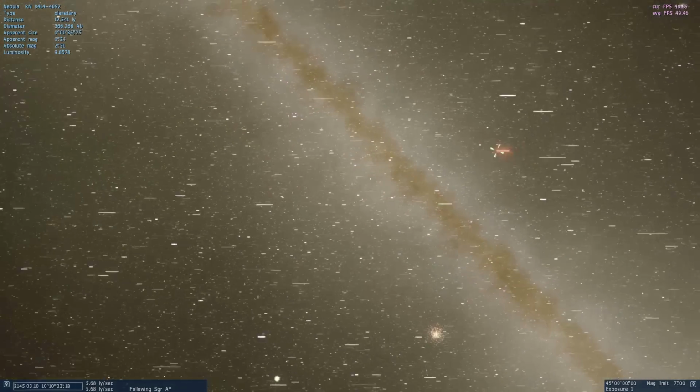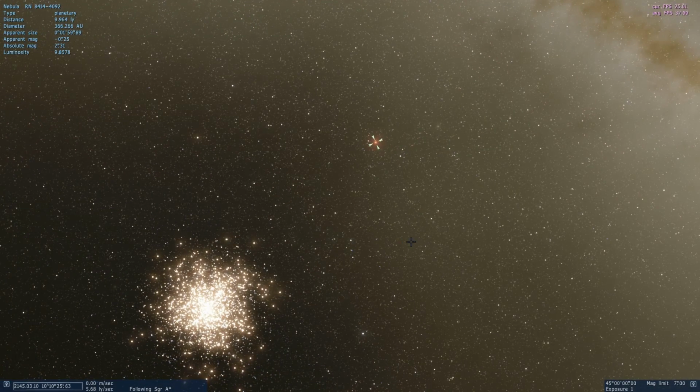As I was flying through Space Engine and discovering new things here, I've discovered a really interesting planetary nebula. Let's actually take a look at it.